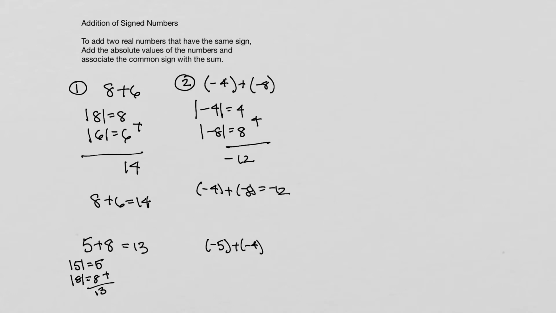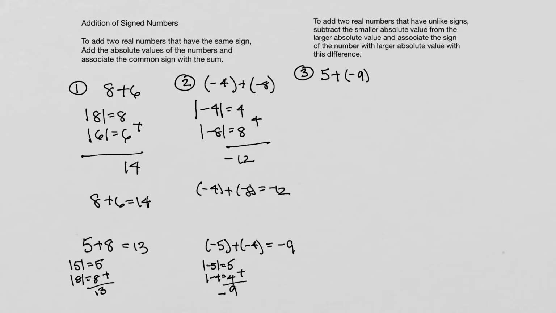And for this problem over here, the absolute value of -5 is 5. The absolute value of -4 is 4. When I add these together, I get 9. And the common sign here is negative. So I'm going to associate that negative sign with that 9, getting -9, so this is going to be -9.